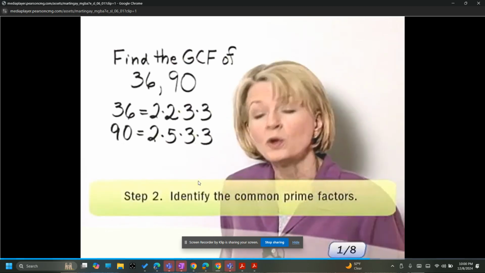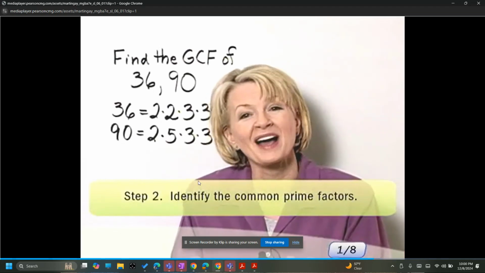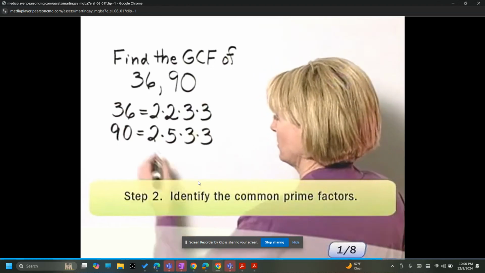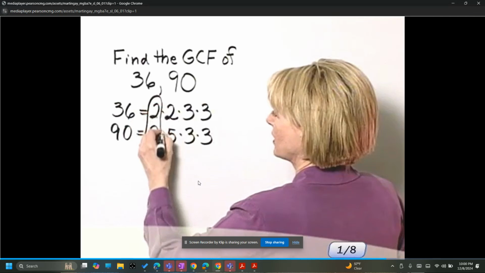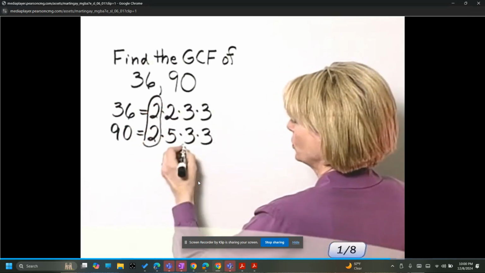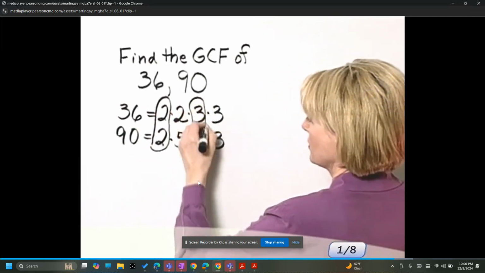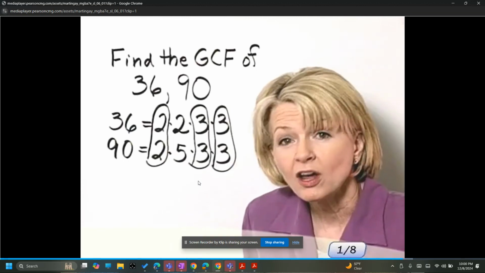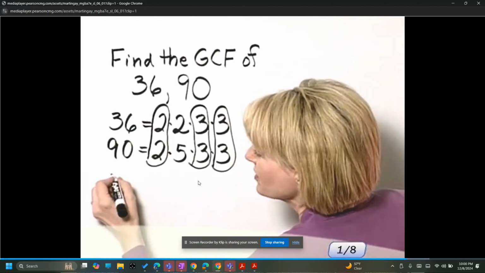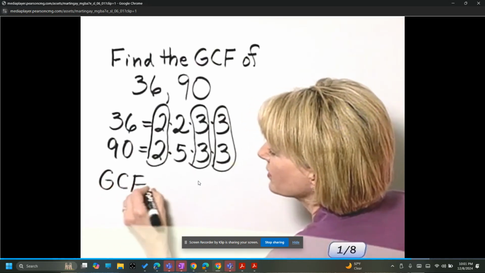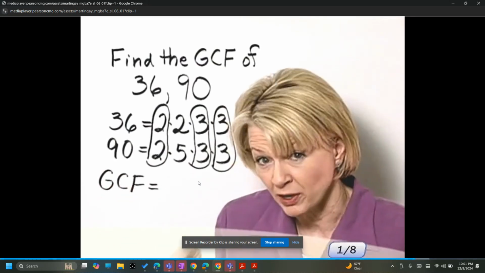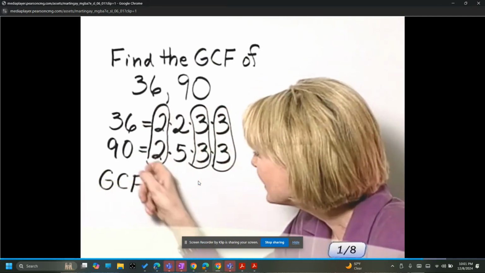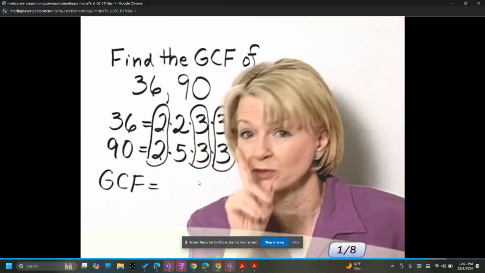Now remember step 2, we identify common prime factors. Do we have any prime factors in common to these two numbers? Well, I'll go ahead and circle anything in common. There's a common 2. There's a common 3, and another common 3, and that's it. That's all of our common prime factors. So the greatest common factor is the product of the common prime factors. Don't list each one of these that I've circled. List each circled number or pair of numbers once.